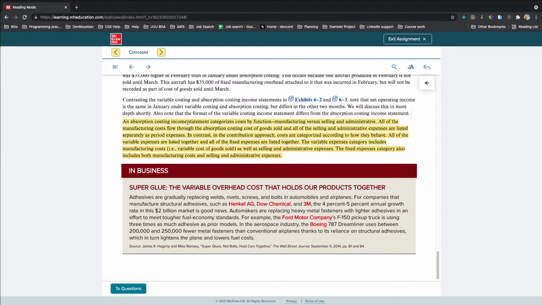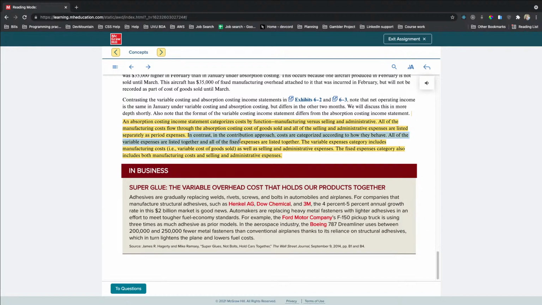An absorption costing income statement categorizes costs by function: manufacturing versus selling and administrative. All of the manufacturing costs flow through the absorption costing cost of goods sold, and all of the selling and administrative expenses are listed separately as period expenses.